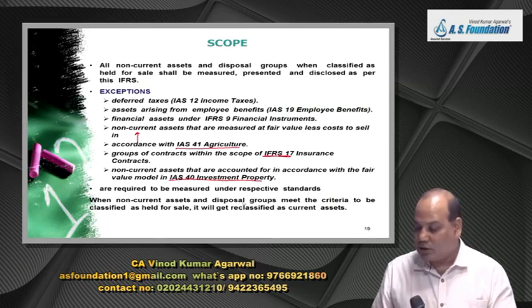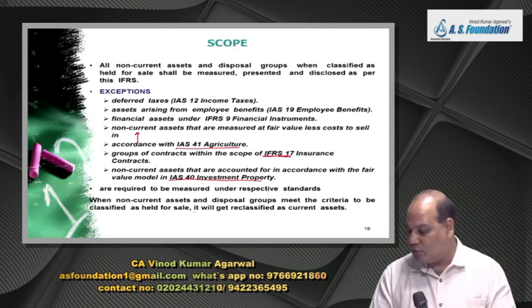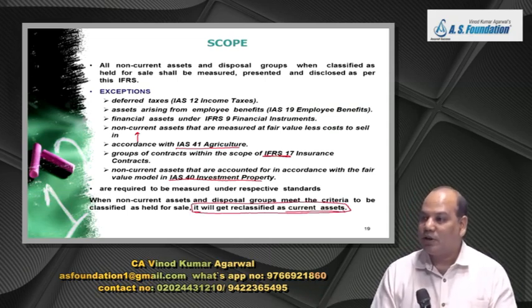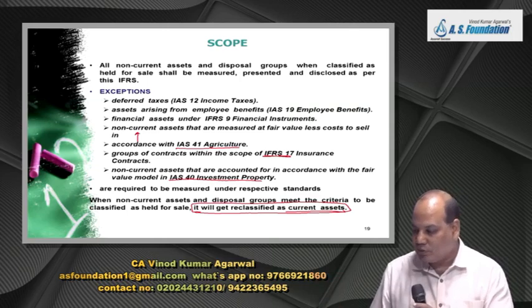When non-current assets and disposal groups meet the criteria to be classified as held for sale, underline, they will get reclassified as current assets. So from non-current, they will move to current assets, presentation requirement number 1. And in current assets also they will be presented as a separate item, so that the user has a better idea which assets are going to be sold.